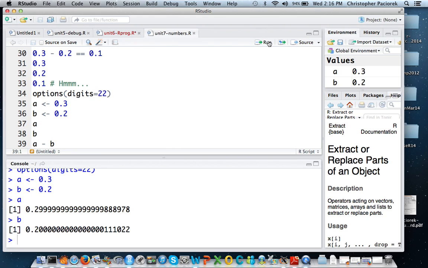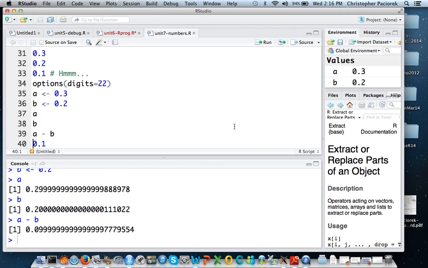And if we look at B, that number is indeed very, very close to 0.2, but it's not exactly equal to 0.2. And if we do A minus B, that number is indeed very, very close to 0.1, but it's not quite. So this is why when we do that subtraction, we don't get 0.1.